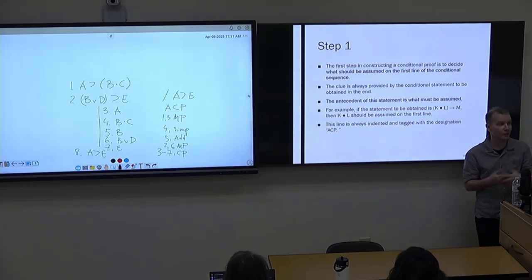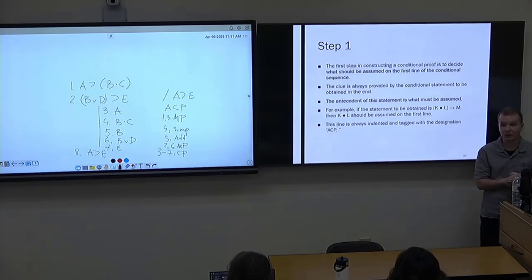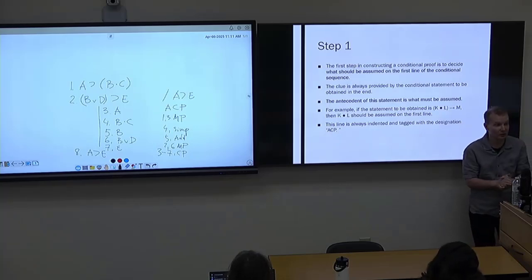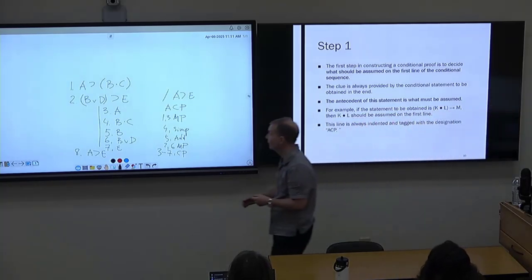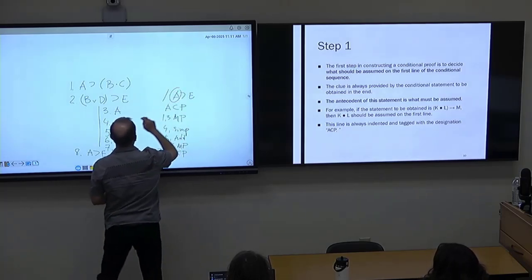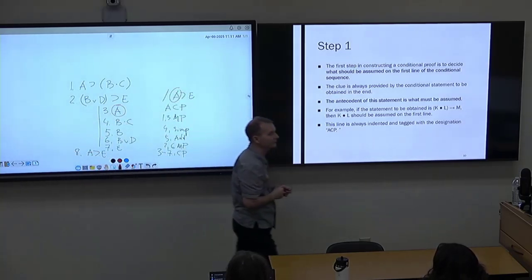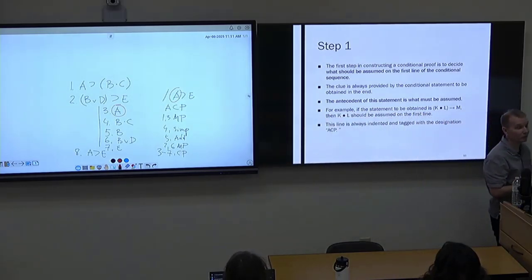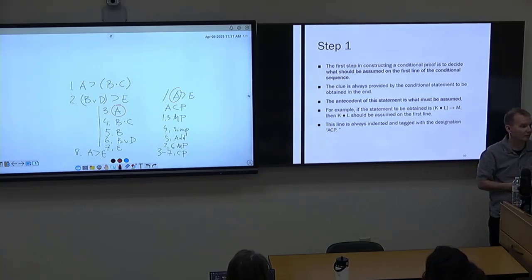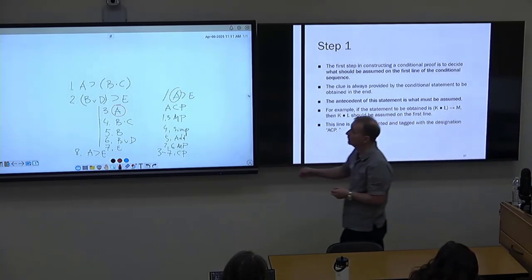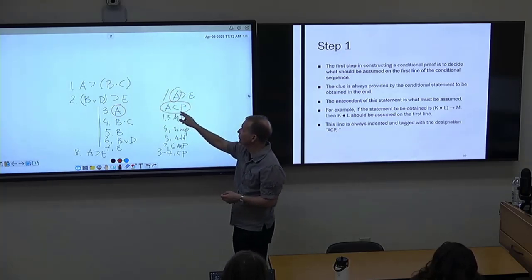So just step by step, the first step in constructing a conditional proof is to decide what should be assumed on the first line of the conditional sequence. The clue is always provided by the conditional statement to be obtained in the end. The antecedent of this statement is what is to be assumed. So in this case, this, right? This is why we started with A. For example, if the statement was K and L, therefore M, K and L would be used instead of A in this case. And you're writing your ACP, assume conditional proof.